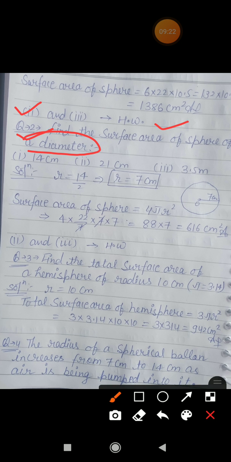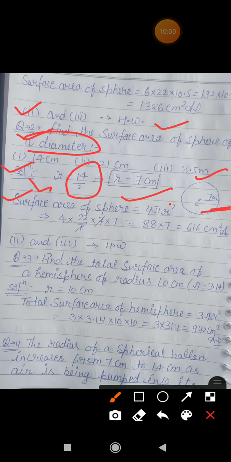So we have to know that in the first part the diameter is equal to 14, and you very well know the relation between radius and diameter. Radius is equal to half of the diameter, so r is equal to 14 upon 2, and then you get the radius as 7 centimeter. This is the shape, a spherical form, so we write a spherical form here, with a radius of 7 centimeter, and then you calculate the surface area.